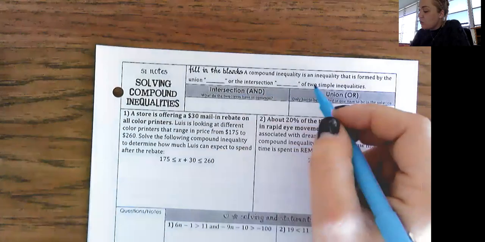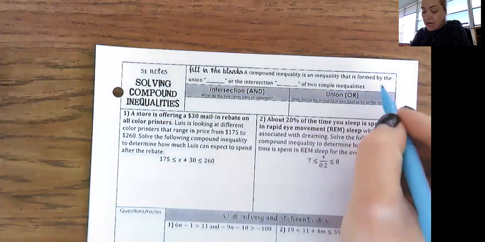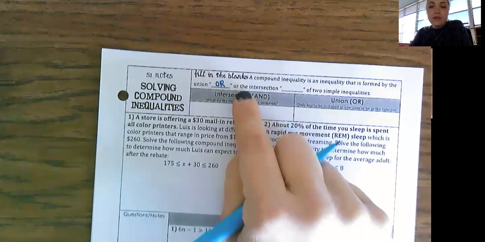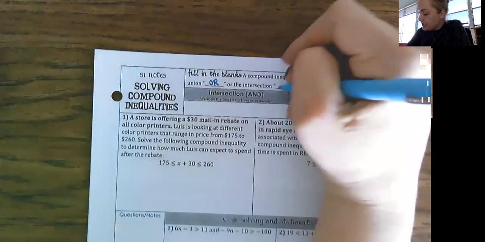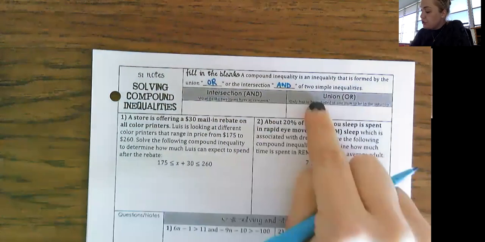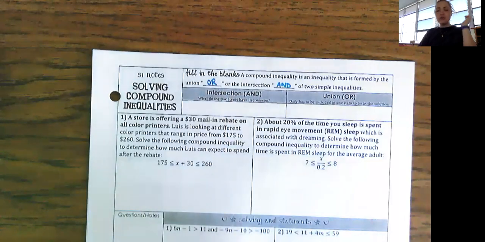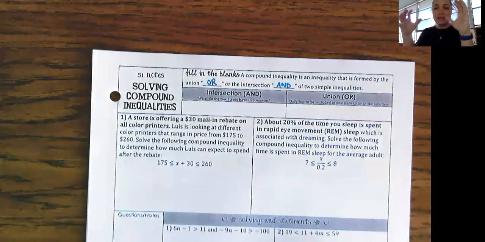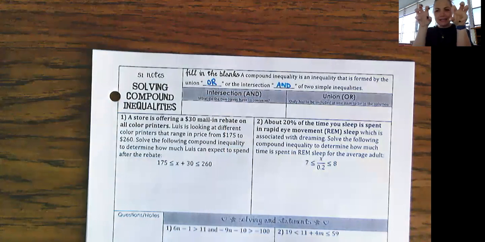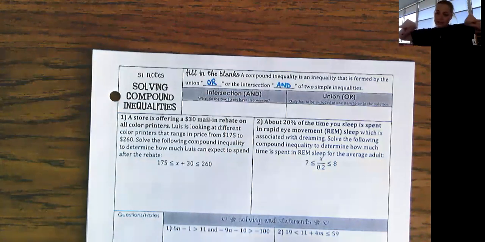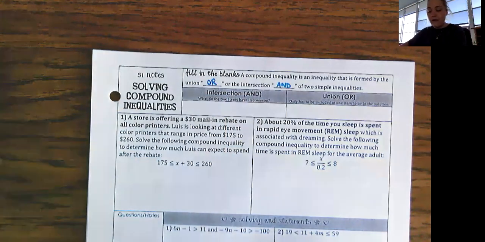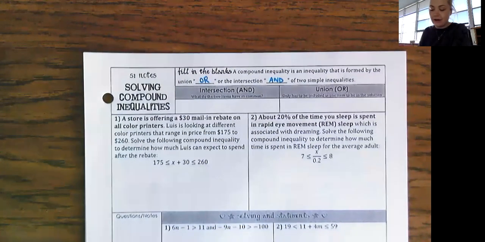A compound inequality is an inequality that is formed by the union (or) or the intersection, which is and, of two simple inequalities. So every time it's talking about an intersection, that's going to be where two things overlap. There'll be that graph with the shading in the center. It's where two things intersect. Union would be this section or this section united together, where it's going to be one or the other.